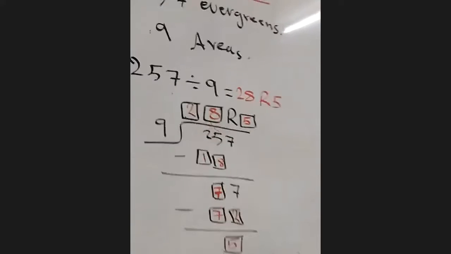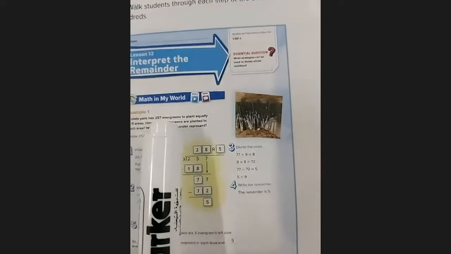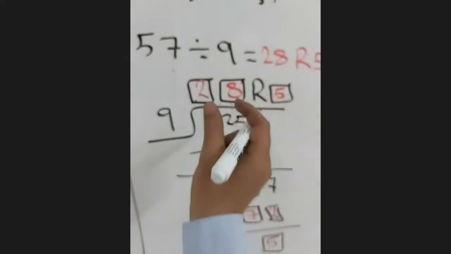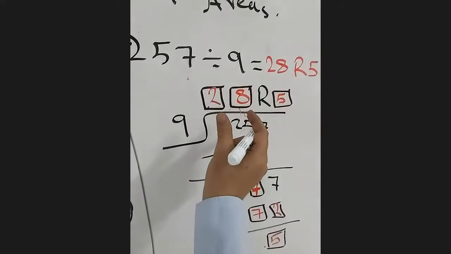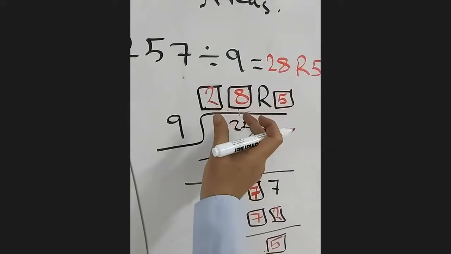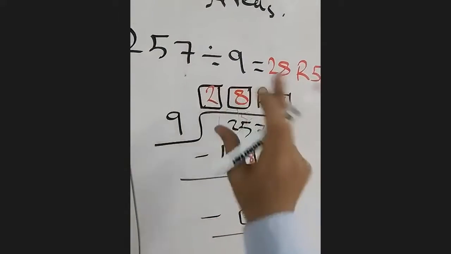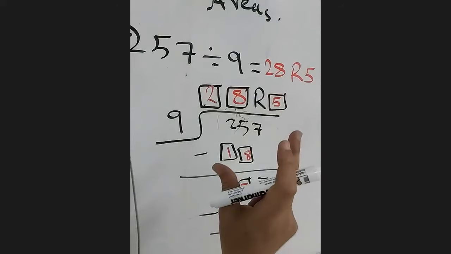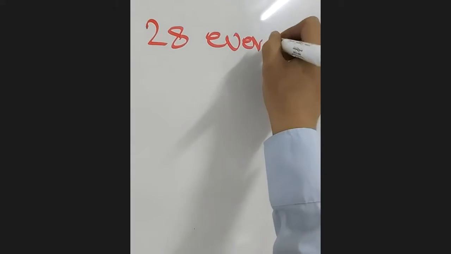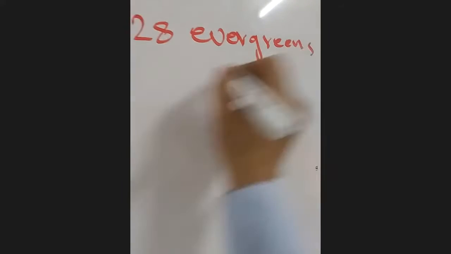Now let's go back to the question. All of you guys with us. Let's read the question again. How many evergreens are planted in each area? In each area, how many evergreens can we plant? 28. 28, the answer. We don't take the remainder with it, right? So we have 28 evergreens in each area.